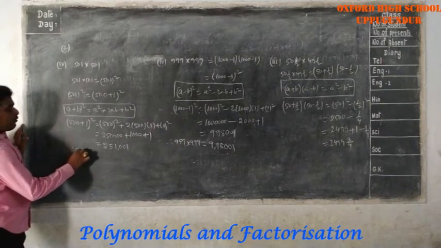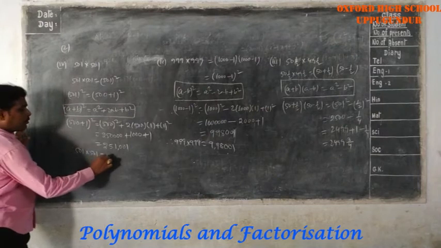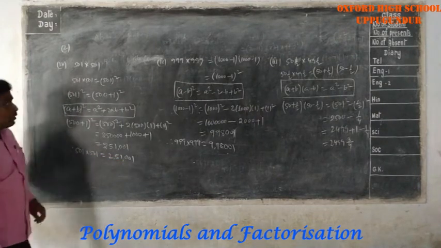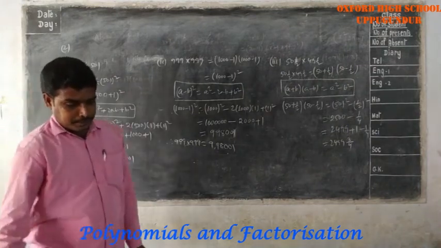Therefore, 501 into 501 equals 2,51,001. This is about the fourth problem.